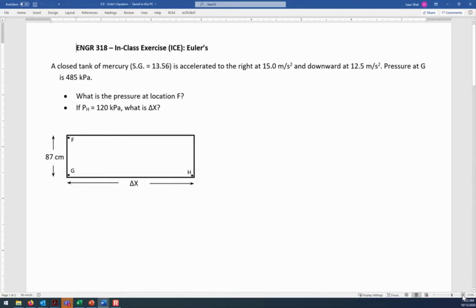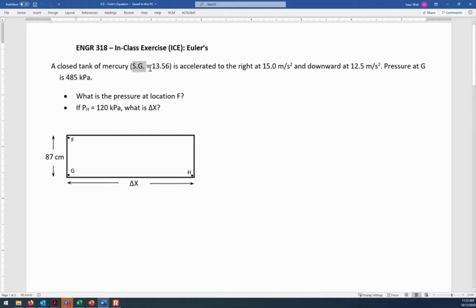So in the first example we just worked today, it was a stationary pipe and accelerating water. Euler's equation can also apply if the container is accelerating. The liquid inside the container isn't moving with respect to the container, but it is still moving with respect to its location on Earth. And so let's take this example of an enclosed tank of mercury.